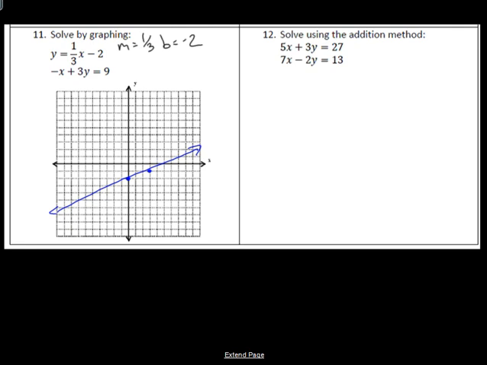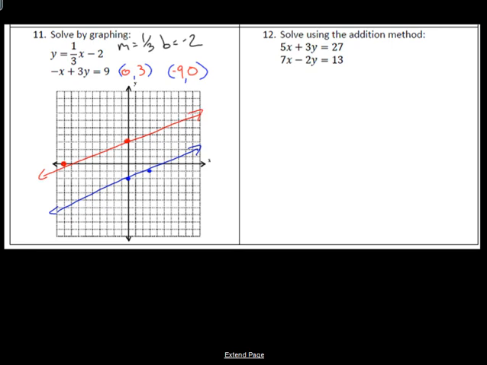This next one's already set up for my x and y intercepts, nice and pretty. So if I plug 0 in, this is going to give me 3 because 9 divided by 3 is 3. And then if I plug 0 in for the y, that's going to give me -9. So I have (-9, 0). And then I have (0, 3). Draw my line through these points.